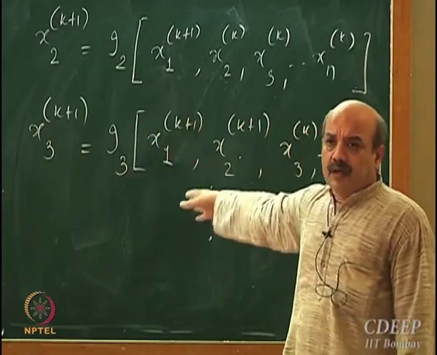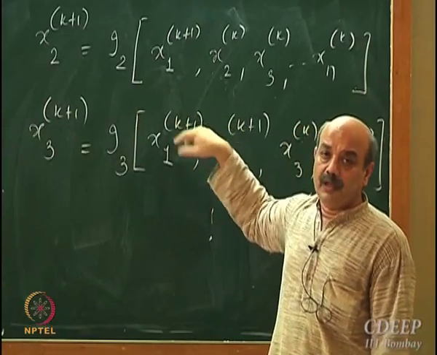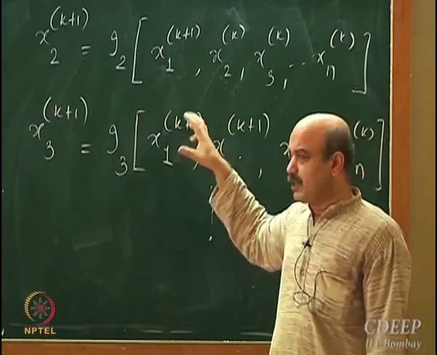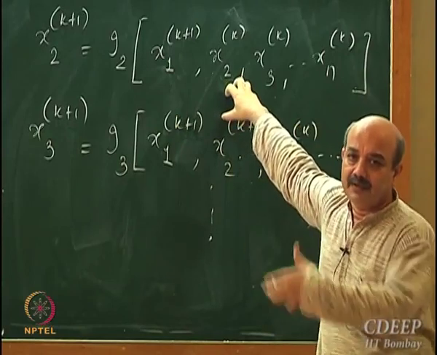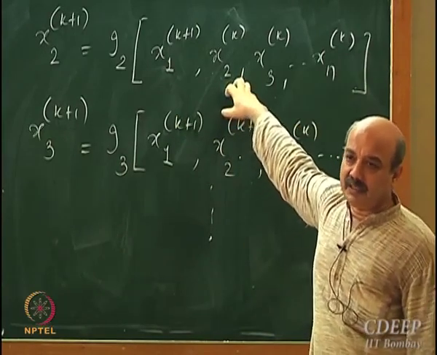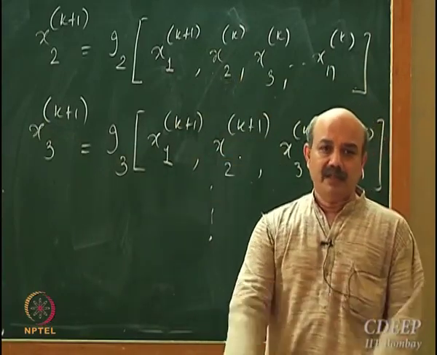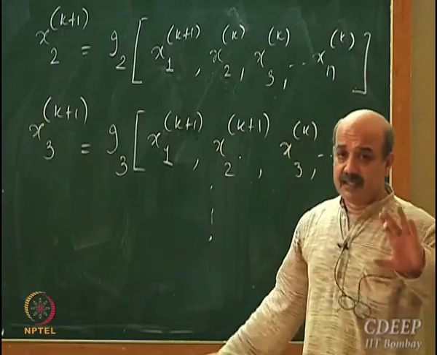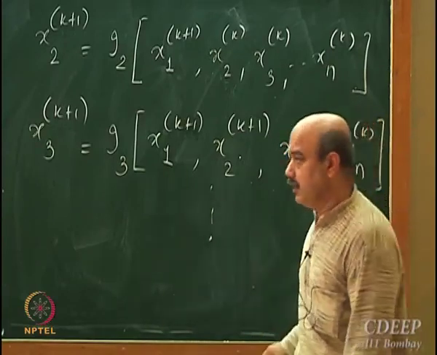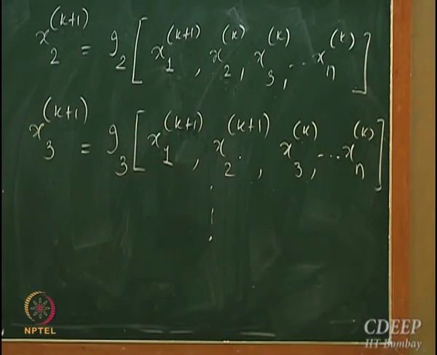Inherently, because you are using the new value every time it is generated, one would expect that Gauss-Seidel iterations will converge faster than the Jacobi iterations and so on. So these iterations would be better in terms of convergence properties. This cannot be proved, but at least you can hope that this correction will help.